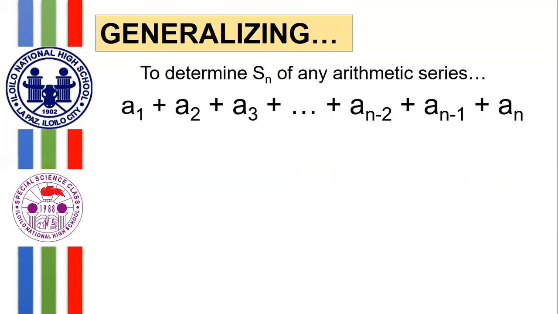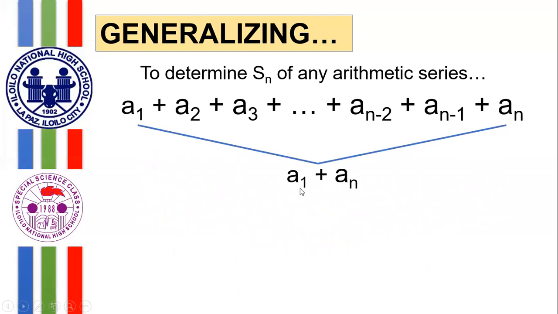Suppose I take the terms of an arithmetic sequence and take their sum. So we have a sub 1 plus a sub 2 plus a sub 3 plus dot dot dot all the way until a sub n minus 2 plus a sub n minus 1 plus a sub n. So these are in order from left to right, from first to last term. If we add the first and last, that would give us a sub 1 plus a sub n.